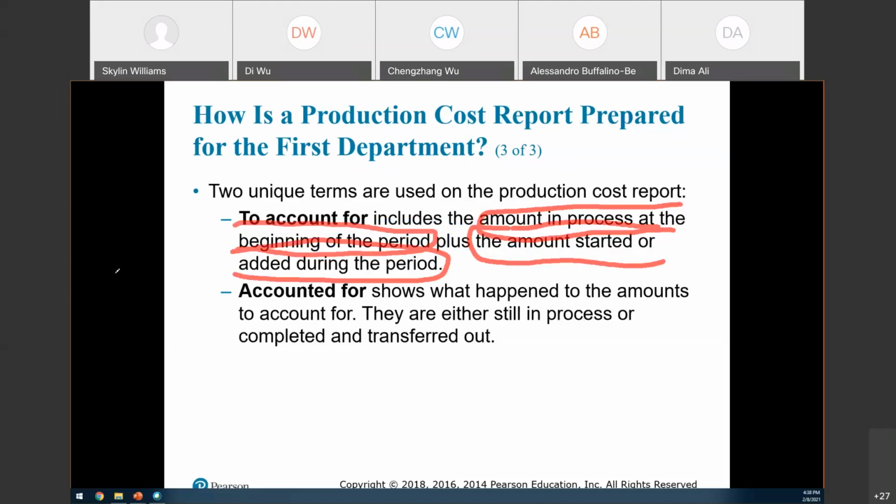This is to account for, while accounted for shows what happened to the amount to account for. They are either still in process or completed and transferred out. Also two parts: the amount in process plus the amount completed.